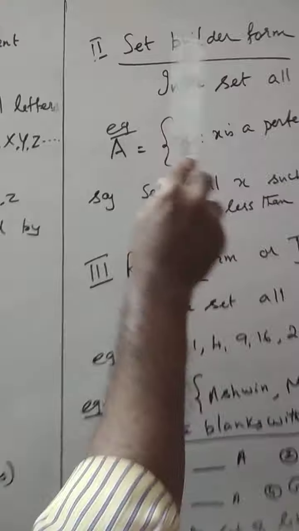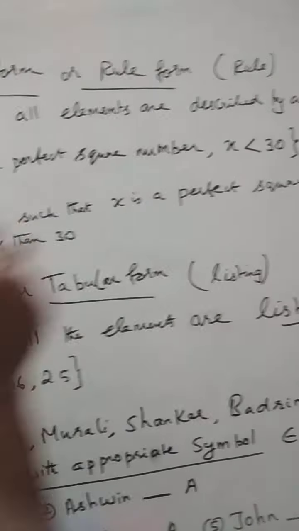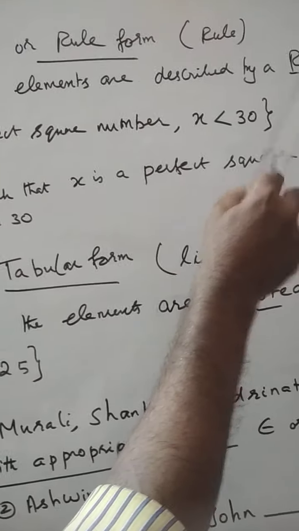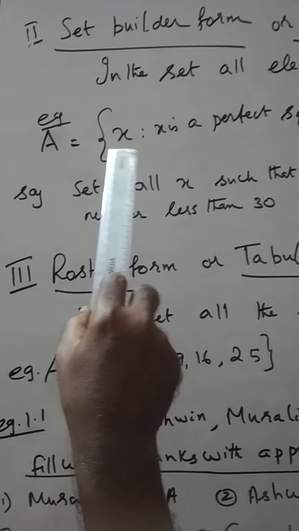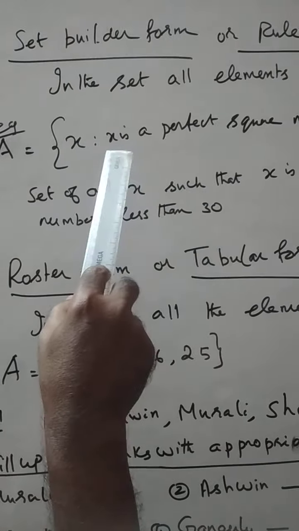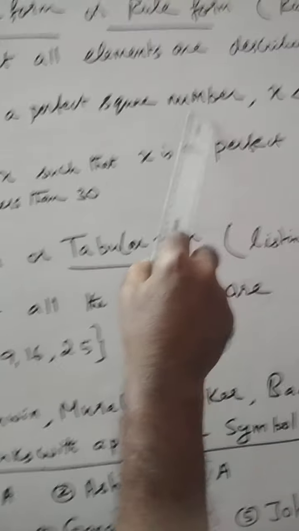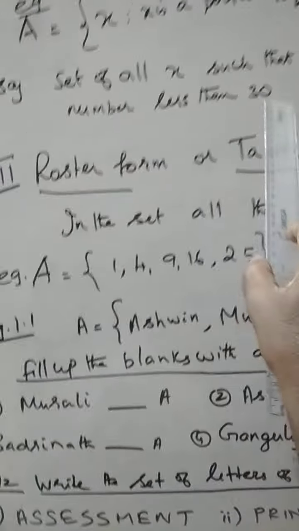Next, set builder form or rule form. Rule form means you write the rule of this. In the set, all the elements are described by a rule. Mathematically we write it. Example, A is equal to the set of all x such that x is a perfect square number less than 30.